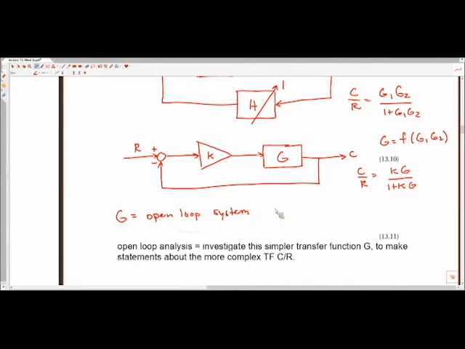That's what we call open loop analysis. So open loop analysis doesn't mean that we're looking at the open loop plant. What we're doing is taking the properties of the open loop plant and extrapolating, saying how can that help us understand the properties of this closed loop system.